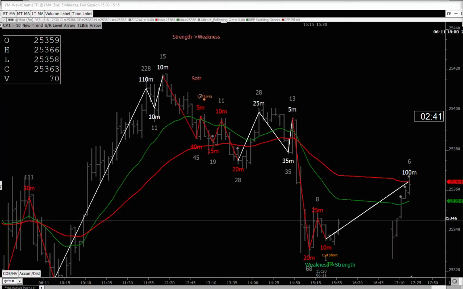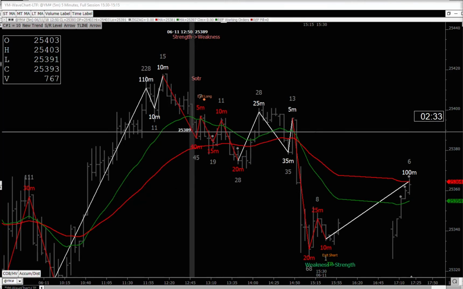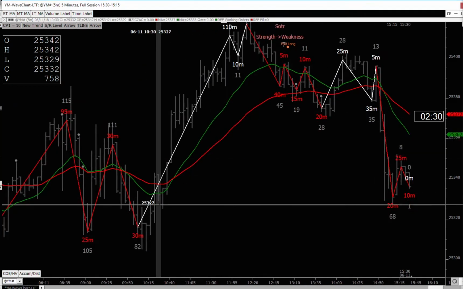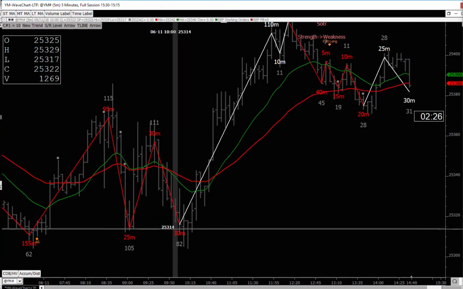Alright, I'm going to go over a trend review of the market bottom chart. The chart that I'm sharing is the YM 5 minute. So I'm just going to go over what happened. So again, I'll just start off from right here.